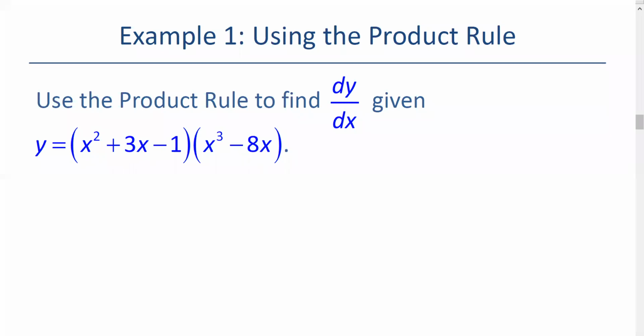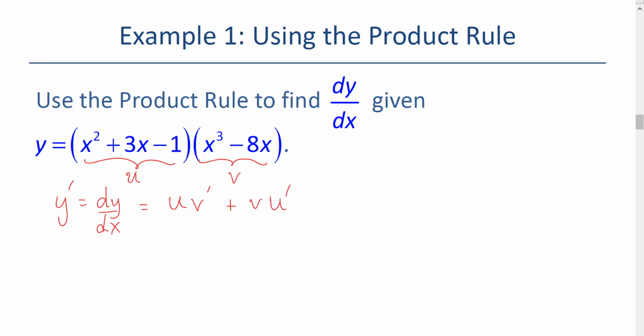Example one, use the product rule to find dy by dx given y equals the quantity x squared plus 3x minus 1 times the quantity x to the third minus 8x. So I'm going to use the notation u to represent the first function and notation v for the second function. Therefore, my y prime or dy by dx using the product rule will be u times v prime plus v times u prime.